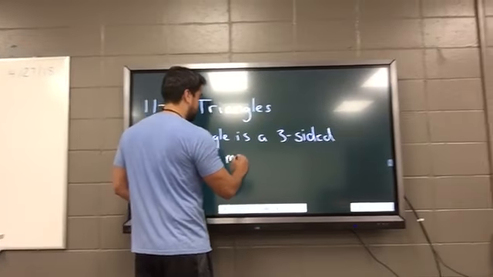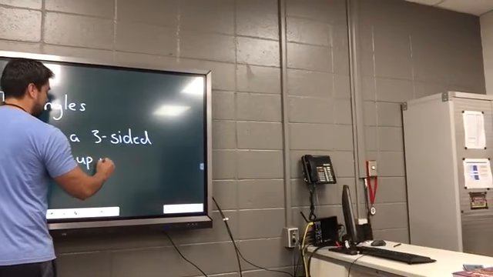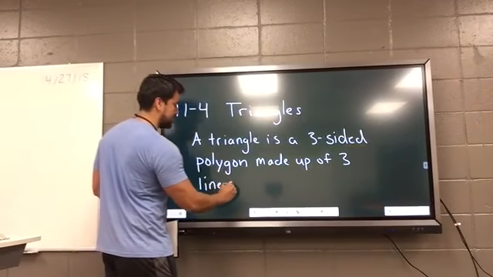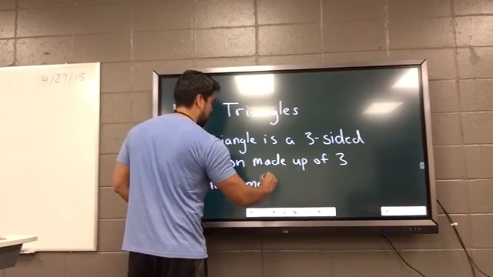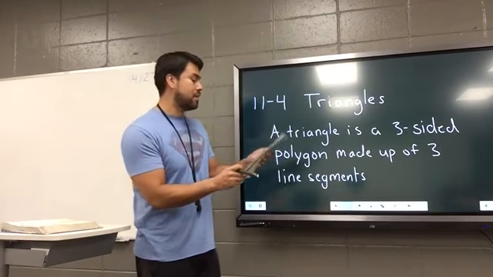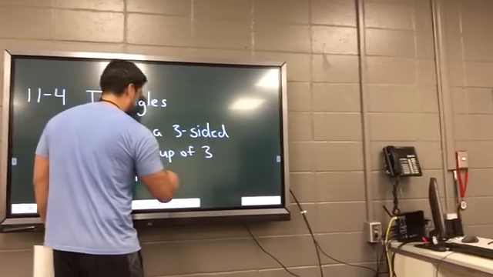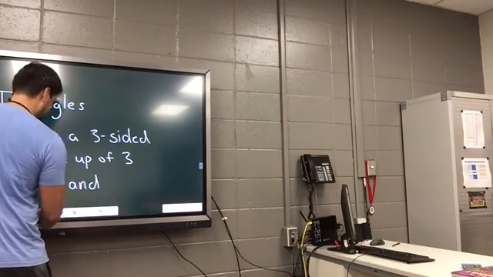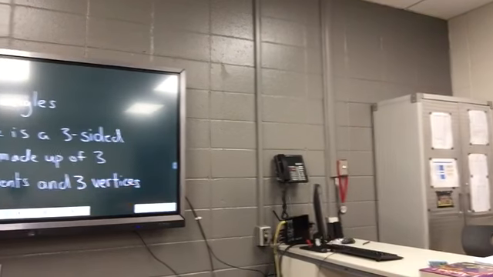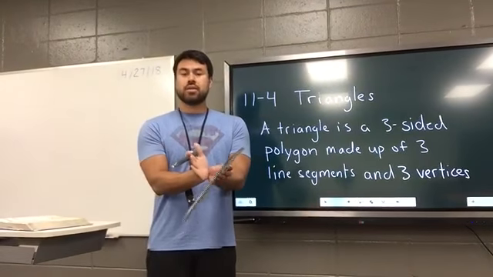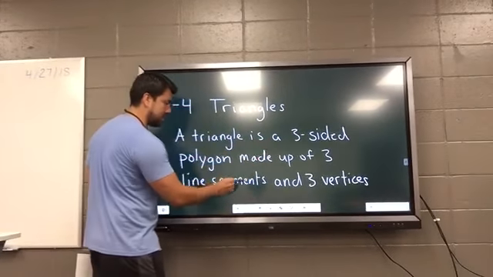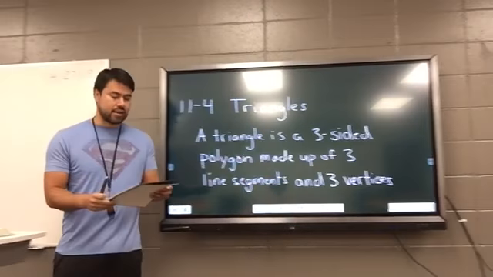And it's made up of three, right? That magic word three, line segments. And then not only is it made up of line segments, remember parts of a line, but those three line segments have three vertices. That's the plural of vertex. So where two lines or line segments meet, you can call that a vertex. And so a triangle has three line segments and three vertices. So I hope we get that down there.